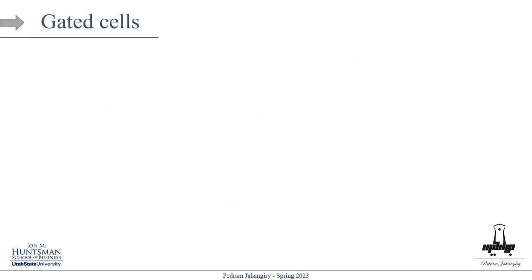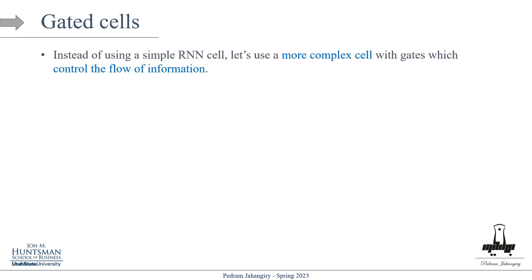All right, let's see what is inside these gated cells and what we mean by a gated cell. So a gated cell, basically the idea is that instead of using a simple RNN cell, let's use something more complex with some gates which can control the flow of information. And by gate, I mean some mathematical operation that can force the output to be between 0 and 1, or sometimes force it to be exactly equal to 0, right? So the whole point is that we can control the flow of information throughout the sequence.